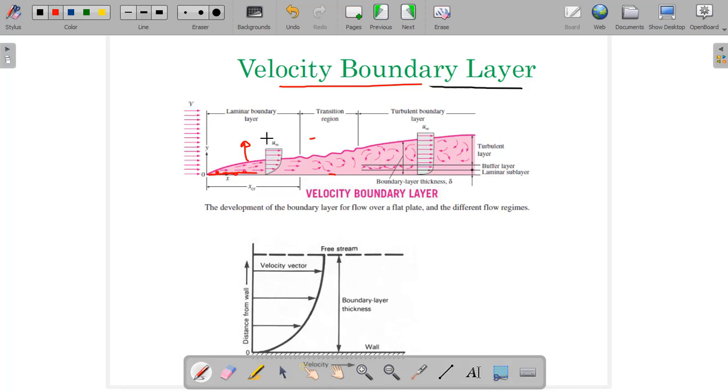If the viscous effect is not felt, then you can do the inviscid flow analysis. But within the boundary layer, since the velocity variation is significant, you have to consider the viscous effect. That means you have to solve the Navier-Stokes equation to find out the velocity field, and that is very important to find out the drag also.